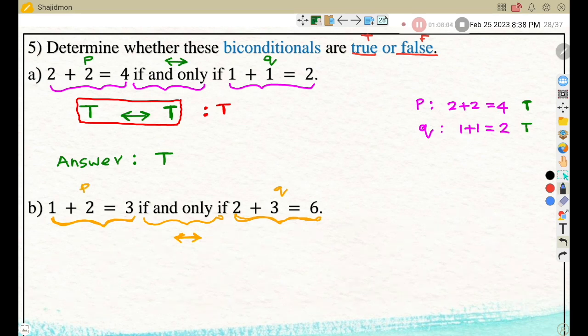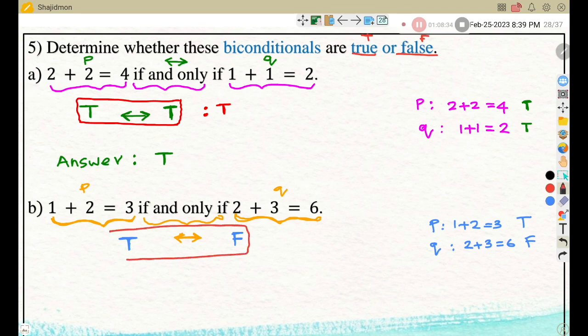1 plus 2 equal to 3. That is true, because 1 plus 2 is 3. True, that one, if and only if 2 plus 3 equal to 6. That is false. 2 plus 3 means 5, but 6 is written. So false. Correct? So P statement, 1 plus 2 equal to 3, is true. And Q statement, 2 plus 3 equal to 6, is false. Now you can see, true if and only if false.